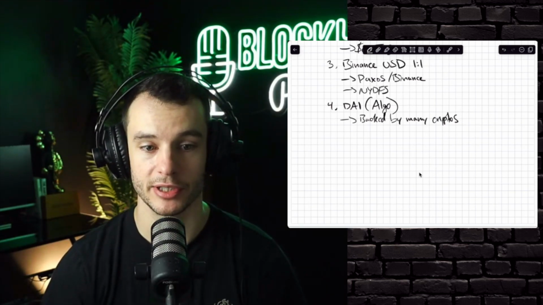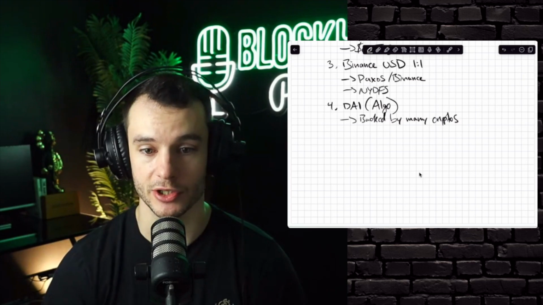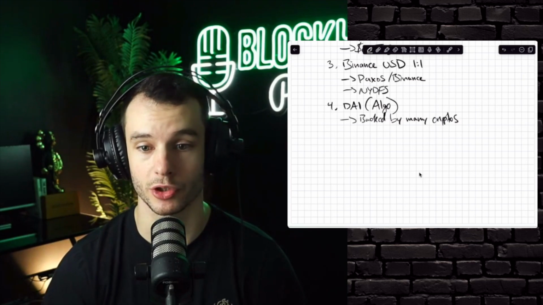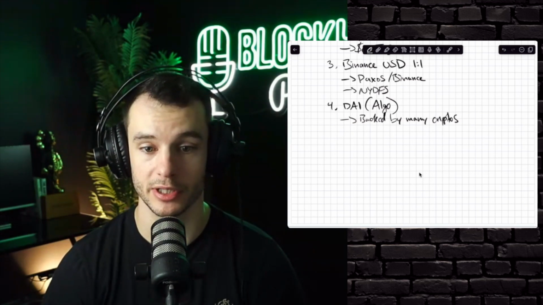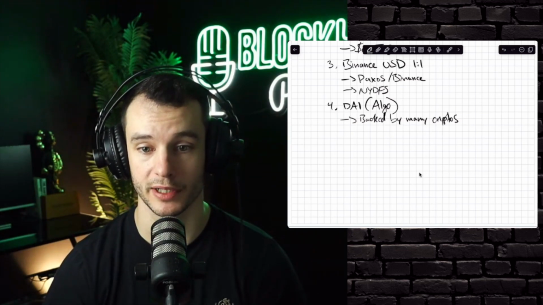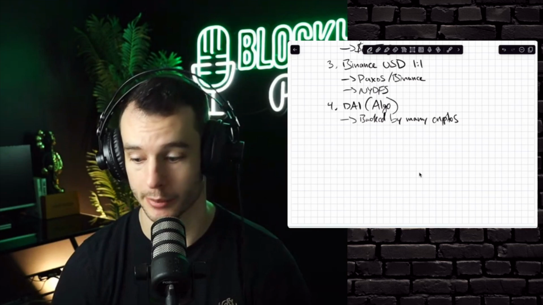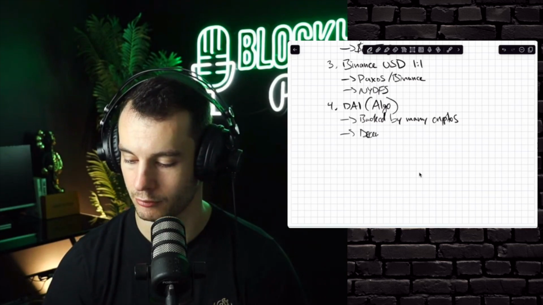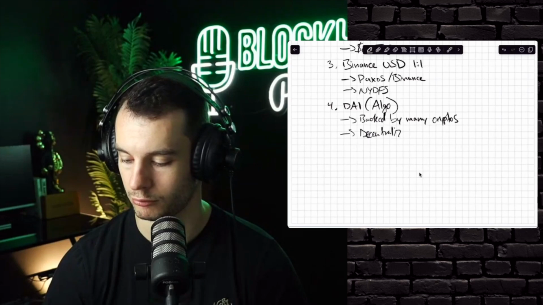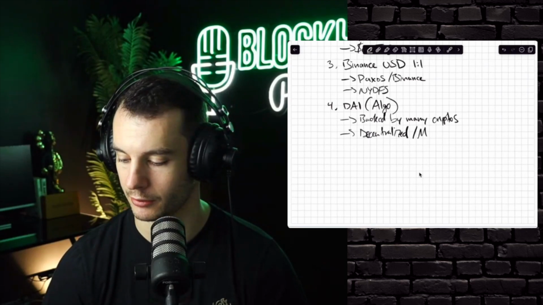So MakerDAO, the decentralized autonomous organization behind DAI, was established in 2014. Its vision was to create a decentralized stablecoin that would empower anyone, regardless of their location or financial status, to partake in the global economy. So it's decentralized, thanks to MakerDAO.